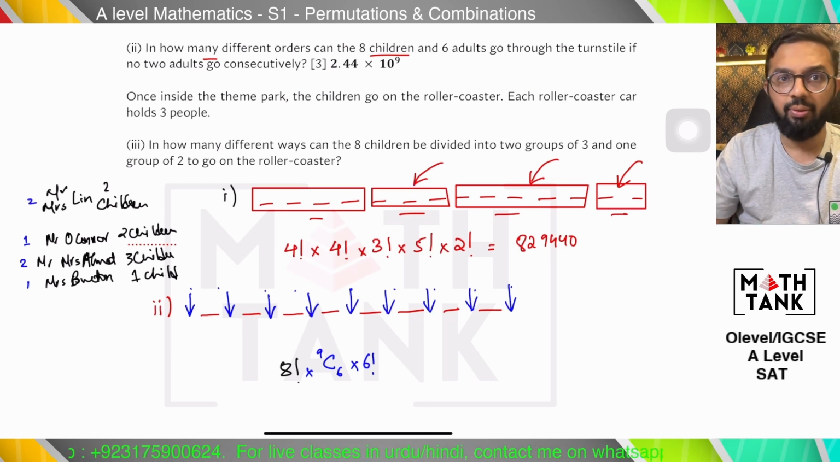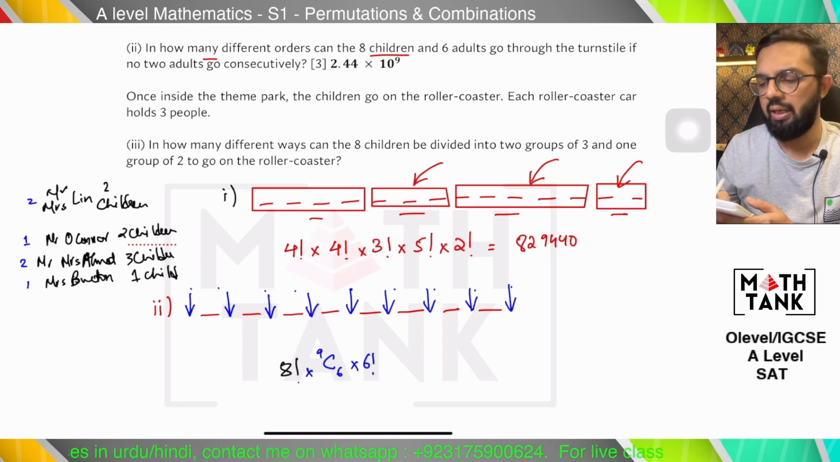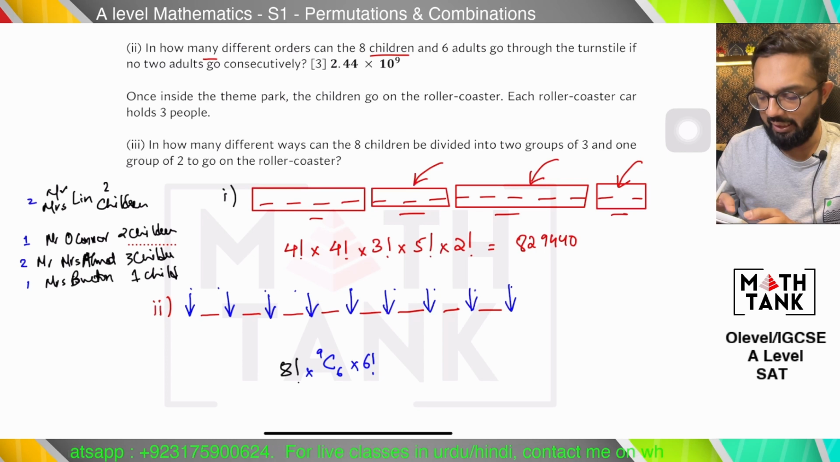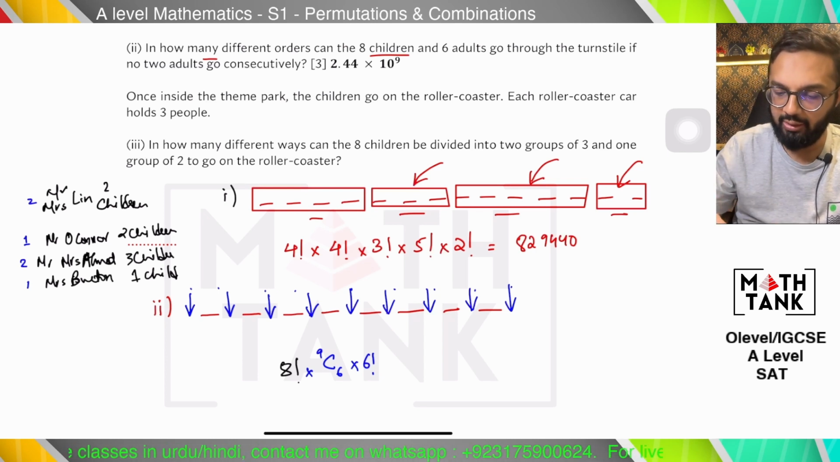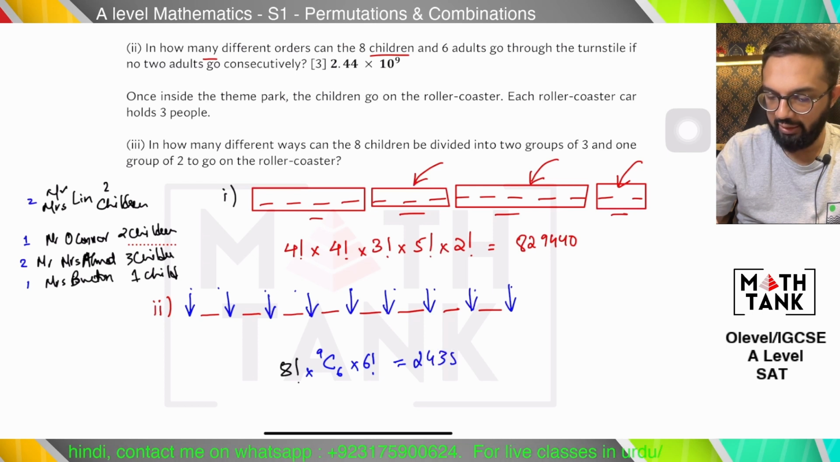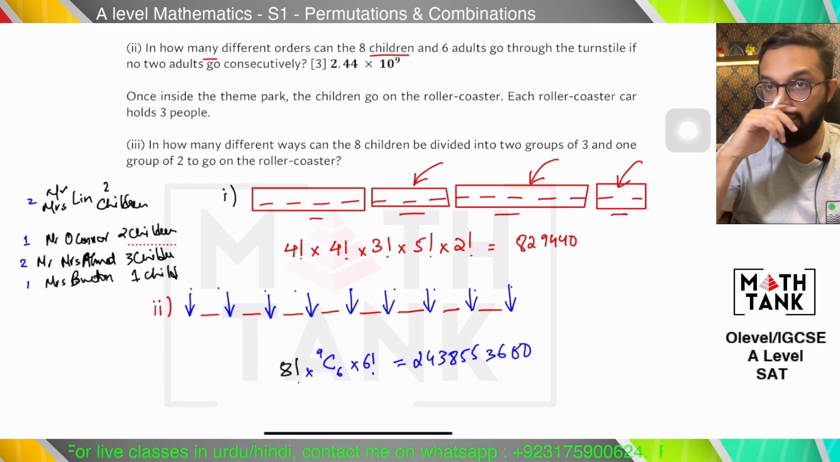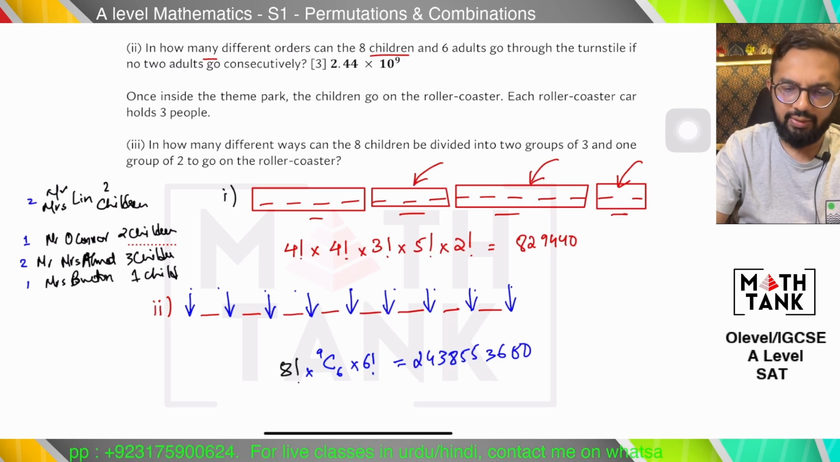Do I divide by something? No, I don't divide by anything. So I've arranged the children, I've arranged the adults as well. There was a little choosing in the adults as well. So I've done all of that, and now I'm going to say that this is a huge answer: 24385536600. Okay, and that's rounded off to 3 significant figures and written in standard form. That's your choice, it's not necessary.